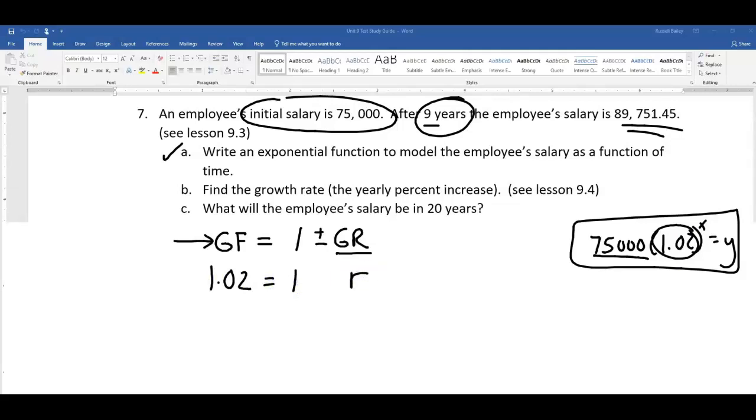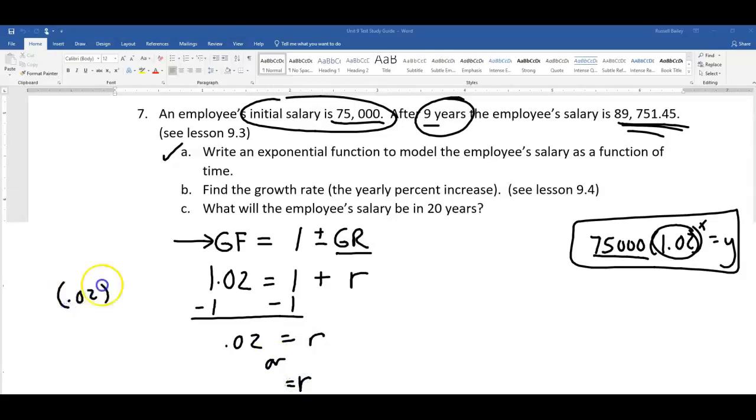Now we have to decide, is it plus or is it minus? Well, in this story problem, you can see that his salary was $75,000 and it went up to $89,000. So that means this is an increasing function, which means we would use plus. To find the growth rate, we just subtract the 1 in this case, and I get 0.02. Now, you could also write this as a percentage. If you ever want to change a decimal into a percentage, you simply multiply that by 100, which basically just takes this decimal and moves it over twice, so it becomes 2%. Okay?